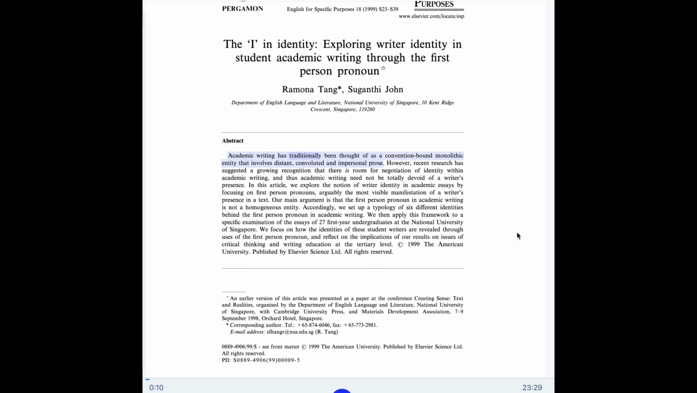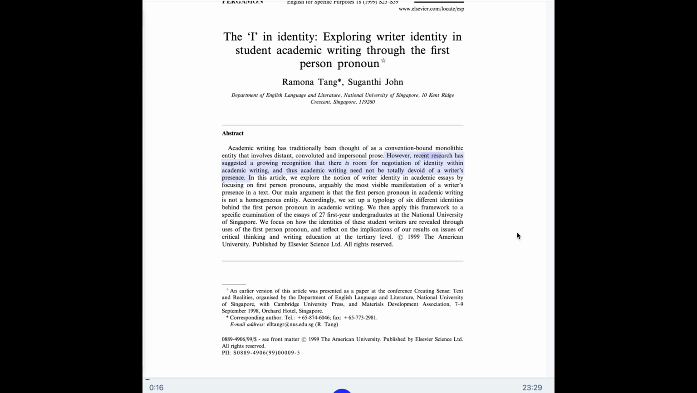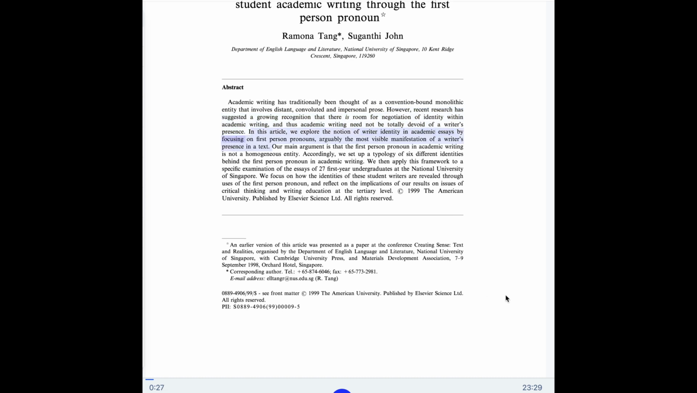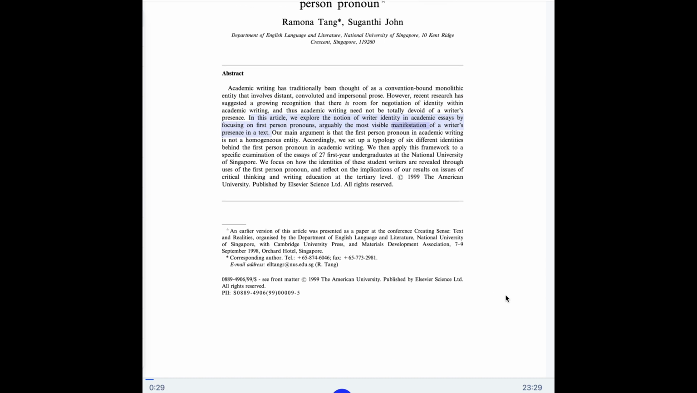Abstract. Academic writing has traditionally been thought of as a convention-bound monolithic entity that involves distant, convoluted, and impersonal prose. However, recent research has suggested a growing recognition that there is room for negotiation of identity within academic writing, and thus academic writing need not be totally devoid of a writer's presence. In this article, we explore the notion of writer identity in academic essays by focusing on first person pronouns, arguably the most visible manifestation of a writer's presence in a text.